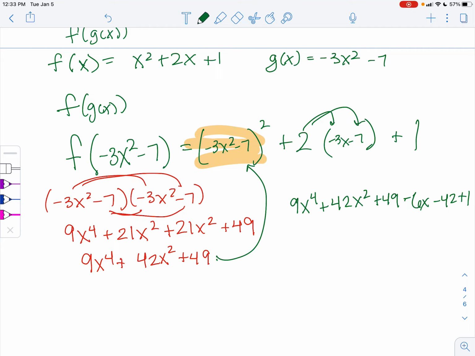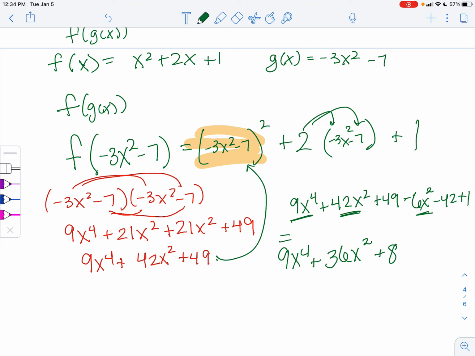And then, ooh, even trickier, we might have to write this in standard form. 9x to the 4th, we took care of that one. Next would be plus 42x squared. That's wrong because that should be a squared. So 42 subtract 6. Good thing I caught that mistake. 36. So we took care of those two. And then I've got 49 minus 42, which is 7, plus 1 is 8.